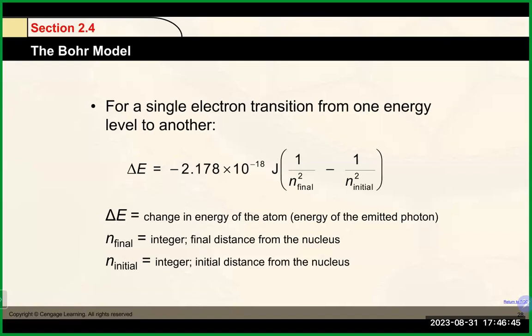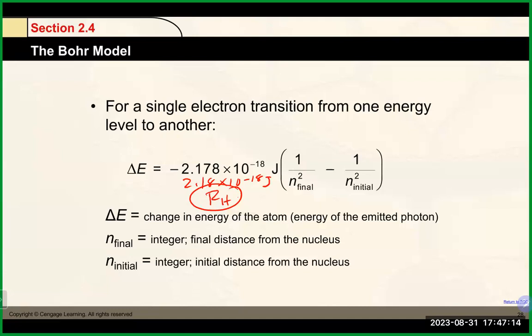So this is the equation that we saw. The change in energy is equal to minus, and you can use a rounded number here, 2.18 times 10 to the minus 18 joules. This is what is sometimes referred to as Rydberg's constant, R_H. And this is 1 over n squared final minus 1 over n squared initial. This is your final energy level of the electron, where it ends up, and it is the initial level of where it started.